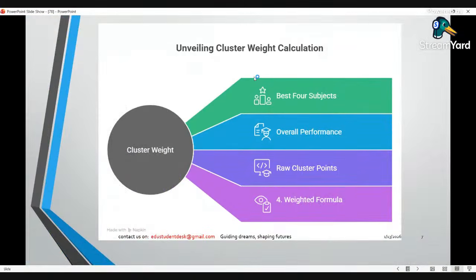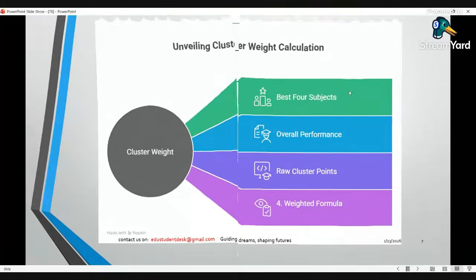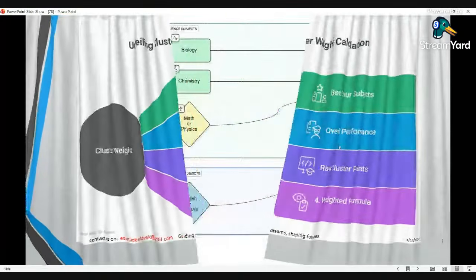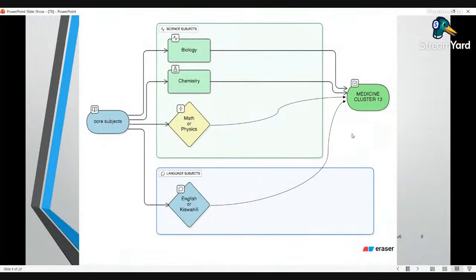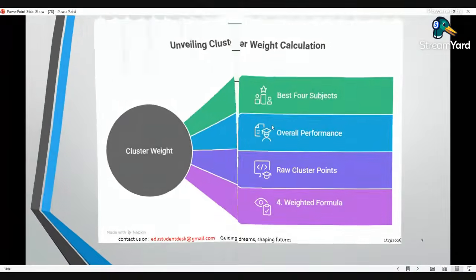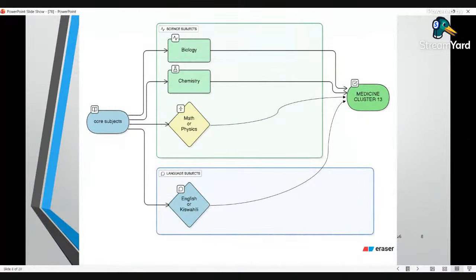So basically this image means what cluster weight is comprised of. It's comprised of the best 4 core subjects in that course, overall performance, and the raw cluster points. Now we move on to subjects in some of the clusters.